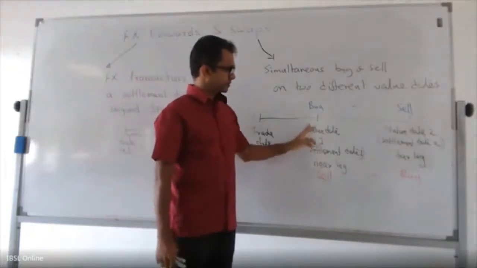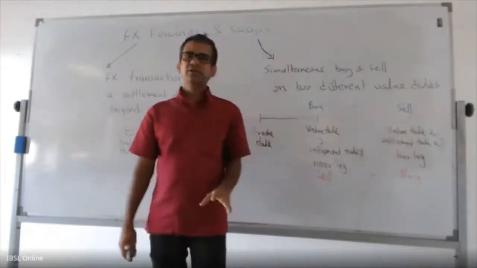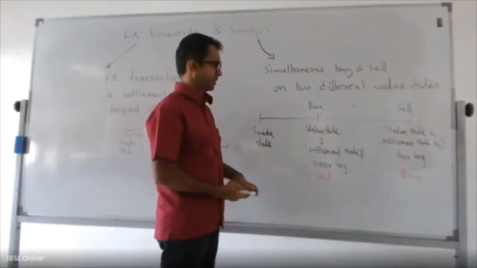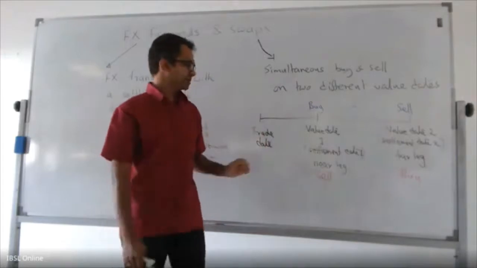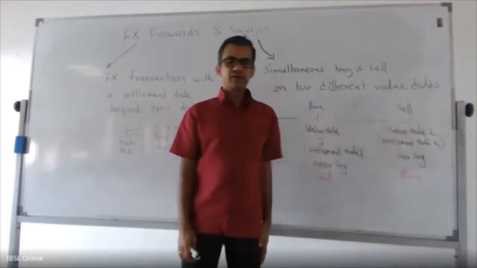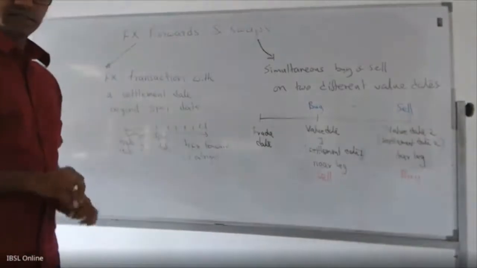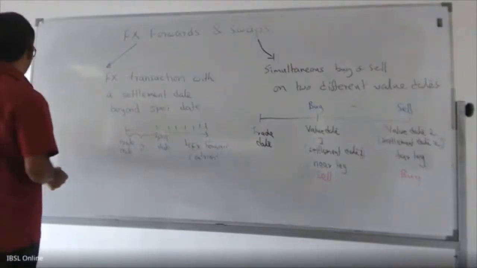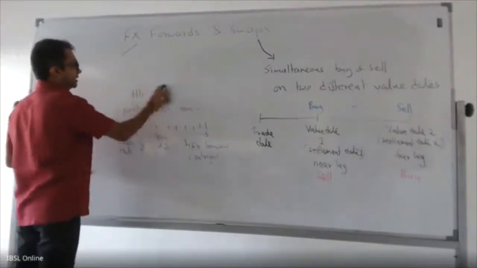Most of the time, value date 1 is the spot date, and value date 2 is a forward date. But there can be instances where both value dates are forward settlement dates. That means value date 1 falls after the spot date, and the far leg value date falls even after that. That's the basic. So then we move into how to calculate the FX forward rate.